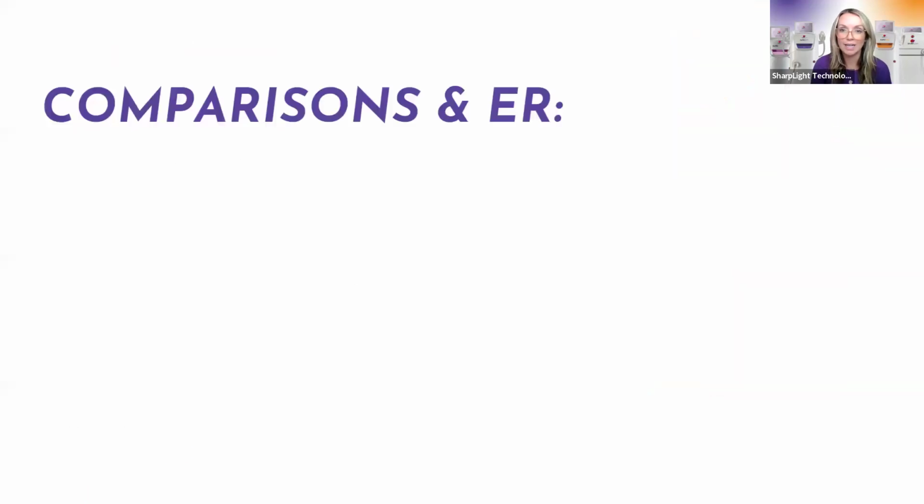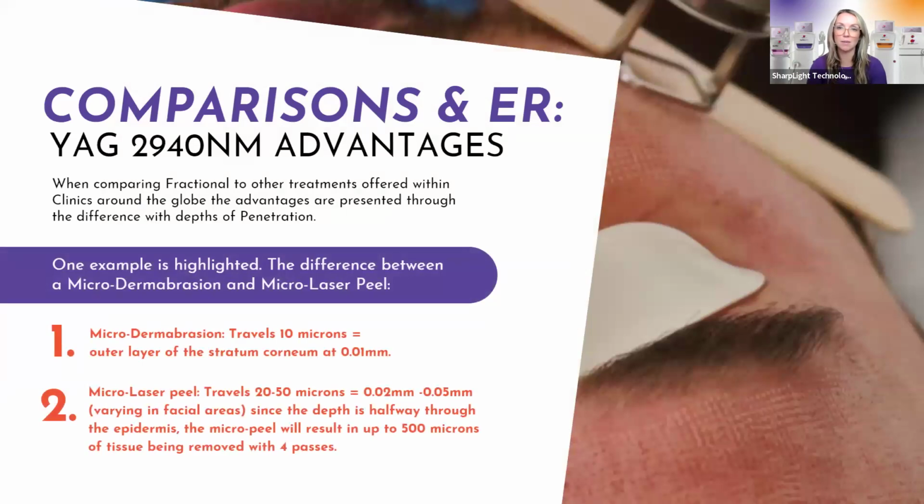So why are we looking at this? Well, I'll give you a comparison here. Something that's quite common, a lot of us are familiar with microdermabrasion. It's probably one of the most common types of treatments for resurfacing or exfoliation. But when you look at what microdermabrasion does, it's literally a physical exfoliation. It's just on that outer surface of the skin. We're actually using diamond tips or crystals to remove those dead skin cells, but really it only travels 10 microns. So really it's only just that outer layer of the stratum corneum at 0.01 millimeters.